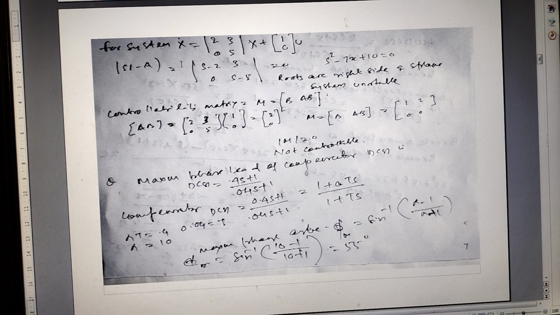Here for the system, this is the problem I just completed. This one is the state variable system. The system is not controllable. Another one is the system with the maximum phase angle, sine inverse of (alpha minus 1) by (alpha plus 1). Alpha T is equal to 0.4, so alpha is equal to 10. Accordingly, you can do it.